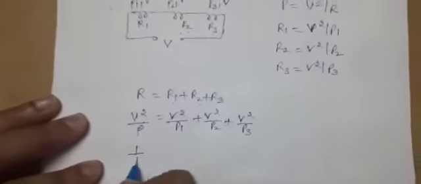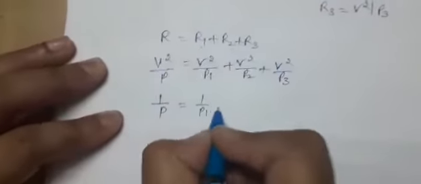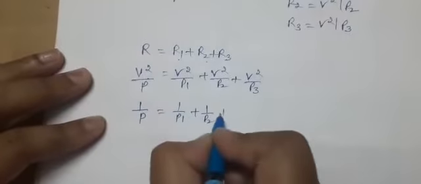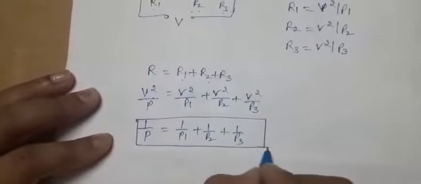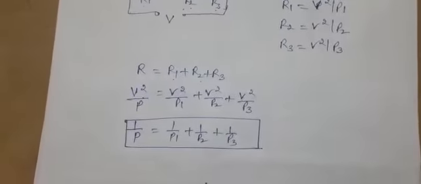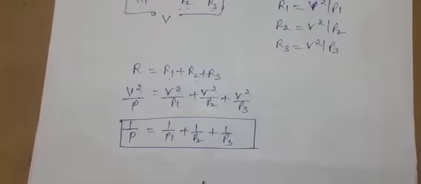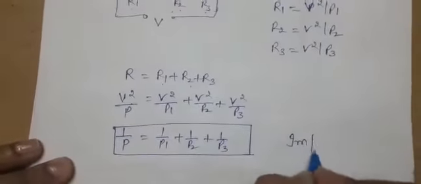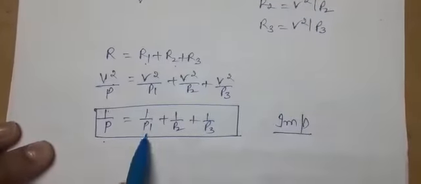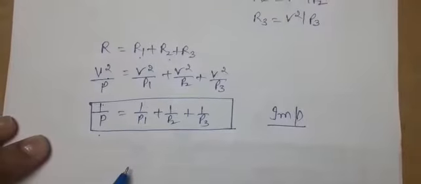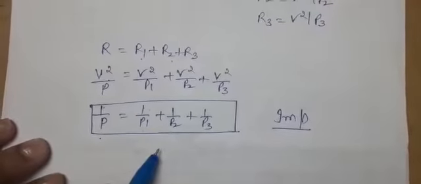What will be left? 1 by P will be 1 by P1 plus 1 by P2 plus 1 by P3. So when the bulbs or any of the electric appliances are connected in series, then you have to learn the result that the reciprocal of the total power is equal to the sum of reciprocals of individual powers. This is for the series combinations.